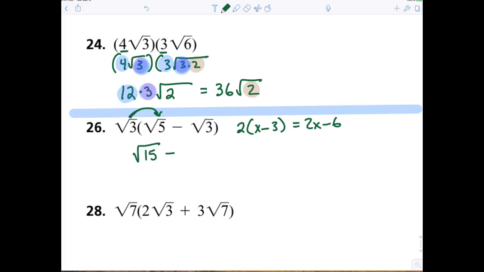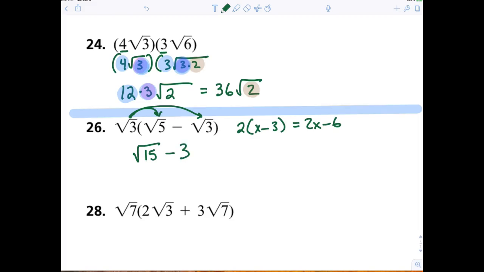Minus, now be careful, what's the square root of 3 times the square root of 3? 3. If you said square root of 9, I want you to just think about the square root of 9 is also what? 3. But whenever you multiply the same square root, the square root goes away. So square root of 3 times square root of 3, you should just automatically say is 3.